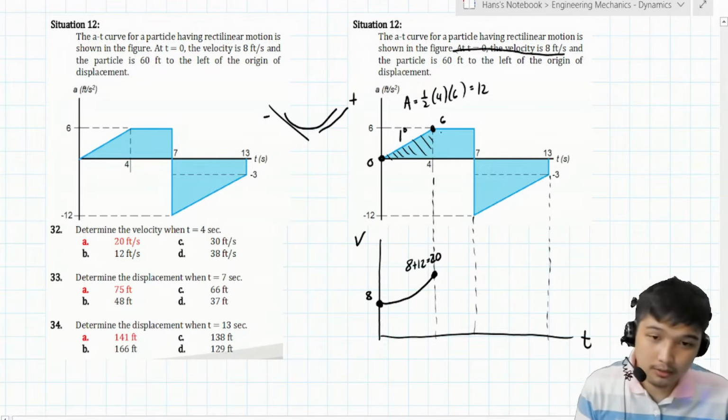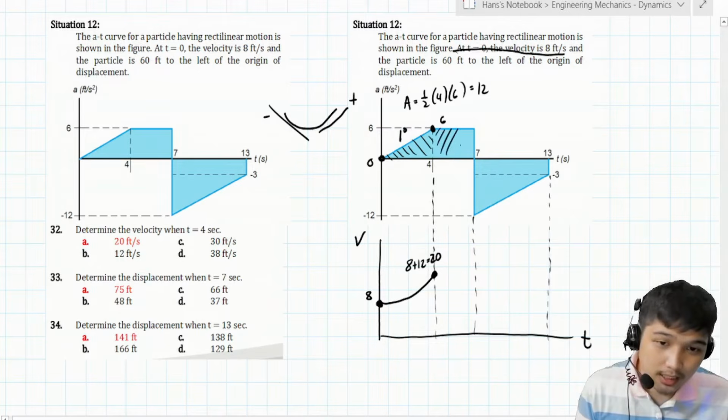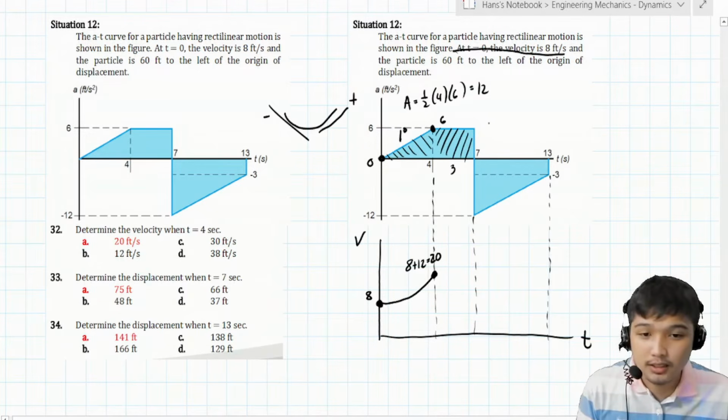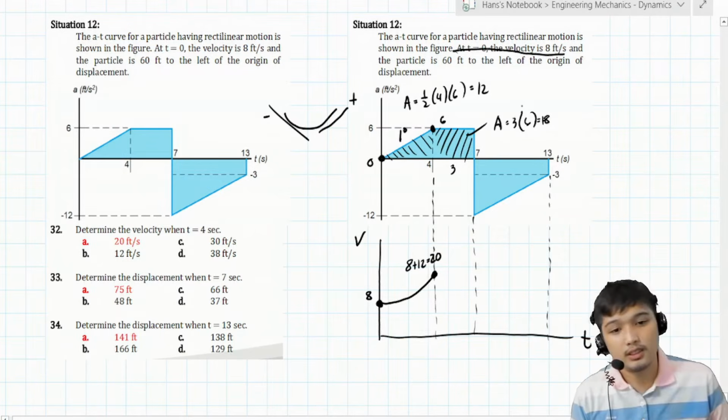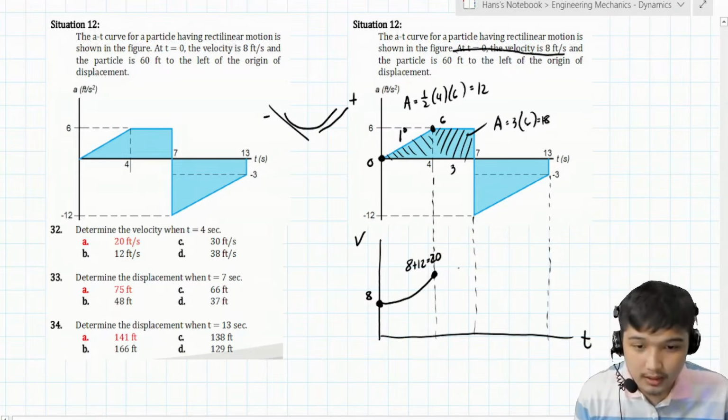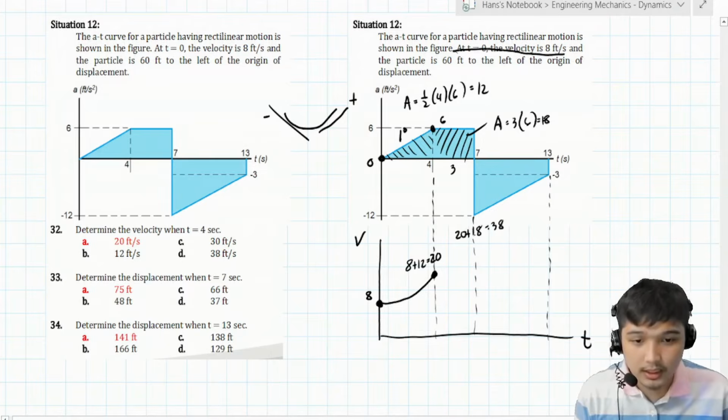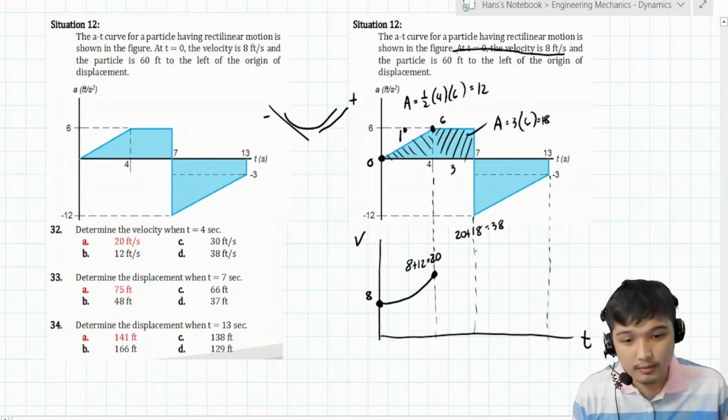And then, from 4 seconds, paano tayo makakapunta ng 7? So, we just have to add the area of this rectangle. So, this one is 3, diba? So, area is, base is 3, height is 6. So, plus 18. Okay? So, 20 plus 18 tayo. So, that is 38.